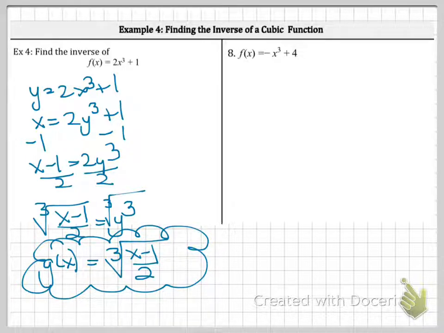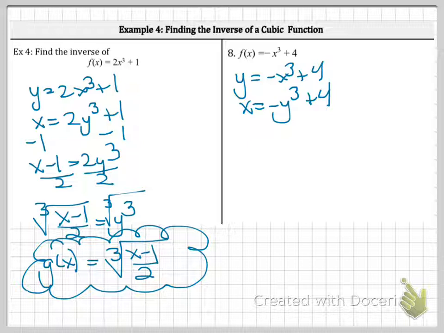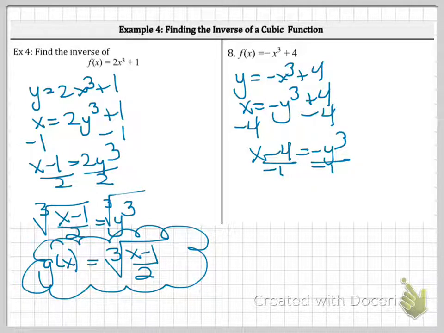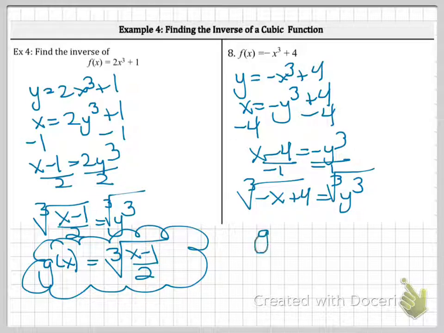Okay, so if you tried it out, y equals negative x cubed plus 4. And then switch the roles. And then solve for y. X minus 4 equals negative y cubed divided by negative 1. So therefore this is negative x plus 4 equals y cubed. Take the cube root. So g of x equals cube root of negative x plus 4.